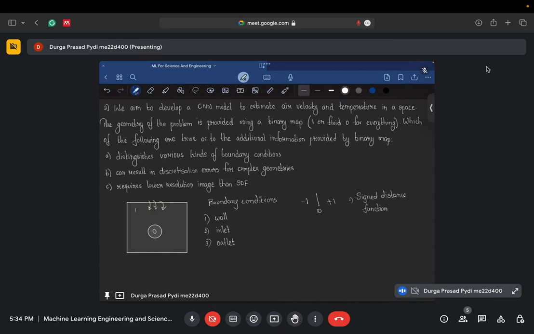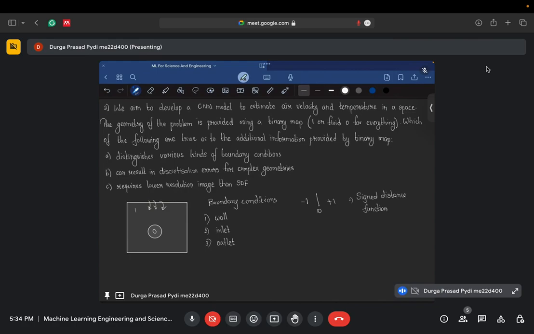So essentially what it does is it calculates the distance from the nearest boundary, and then once you have all the values inside the domain, it will normalize to -1 and 1. Whenever you are inside it, it will give you -1, whenever you are outside it will give you +1, and exactly at the boundary it will give you 0. That is a signed distance function.